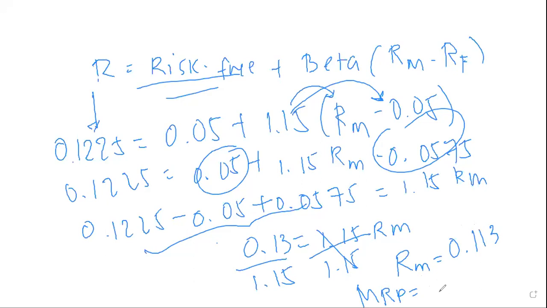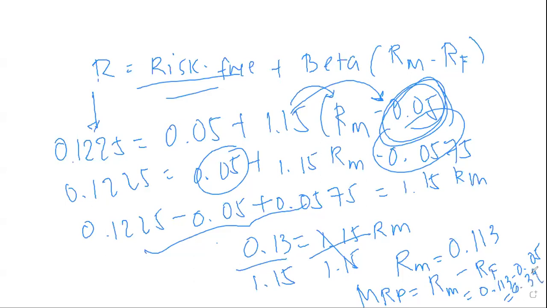And then what was asked is the market risk premium. And remember that market risk premium is market return minus risk-free rate. So 0.113 minus our real risk-free rate, which is 0.05, gives 6.3%. Okay, very good, everyone. Then, let's resume.